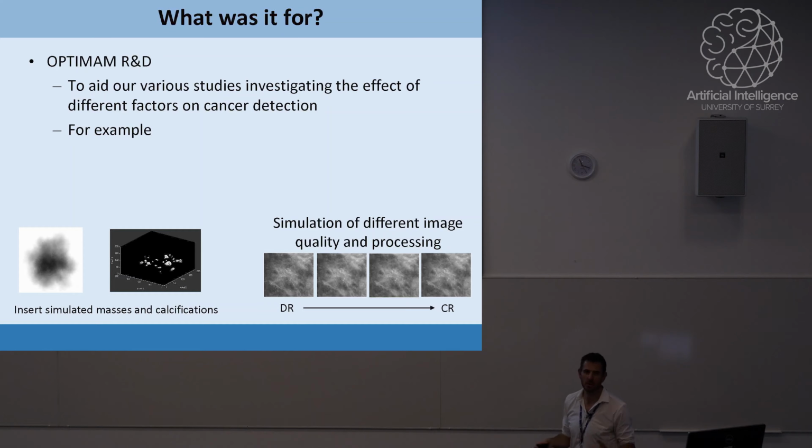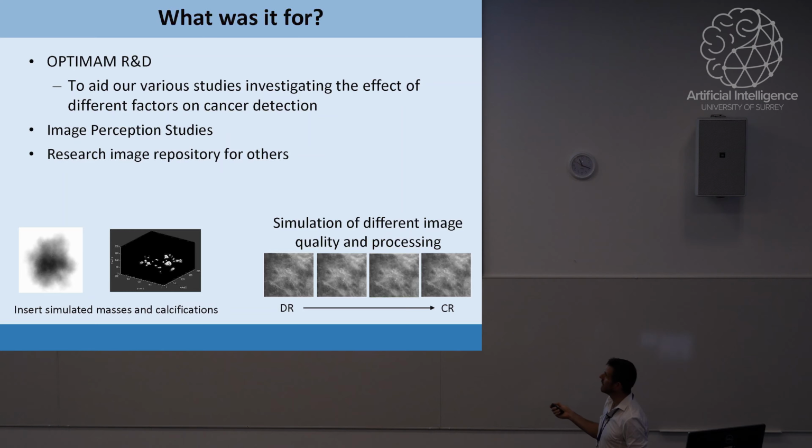So originally Optimam has existed for 10 years. It's two CRUK funded program grants in a row, and now it's an ongoing maintenance grant to maintain the database. So originally it wasn't anything to do with AI at all. The database was required to aid our various studies investigating the effect of different factors on cancer detection. So different manufacturers, different image processing algorithms, how do these affect how humans detect cancers in images. So we ran lots of image perception studies showing images remotely to radiologists to see how they perform. But of course, we then realized it was useful for other purposes, so we began the process of establishing it as a research database, and then therefore allowing it to be shared with other people.